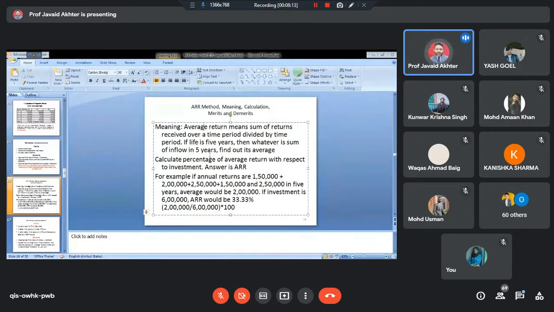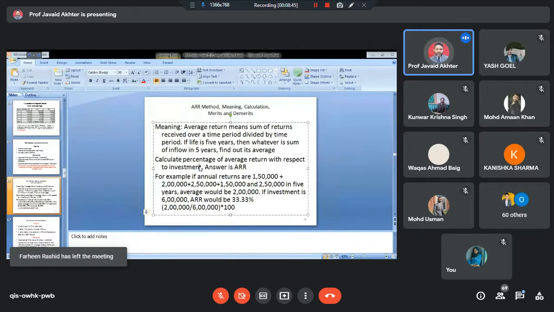Now calculate the percentage of average return with respect to investment. Initially you will have several figures, one outflow, the other several inflows. What you will do with inflows? Calculate the average of inflows. Once you have calculated the average of inflows, you are left with two figures, one outflow, the other average inflow. Just take a percentage of these two figures. The answer will be your ARR, average rate of return.